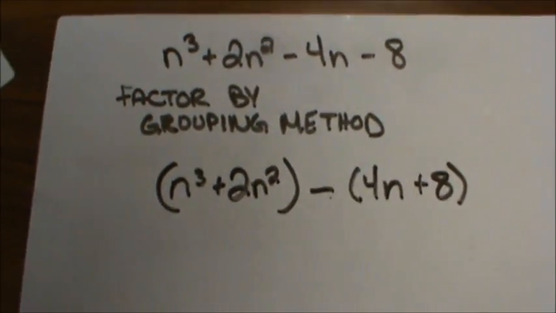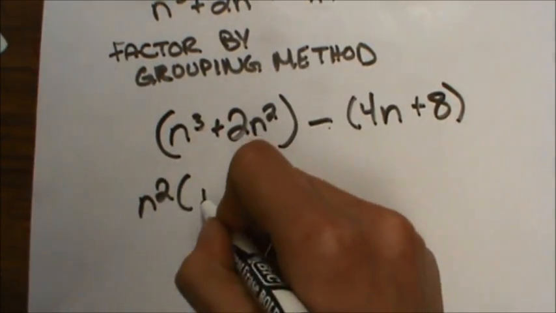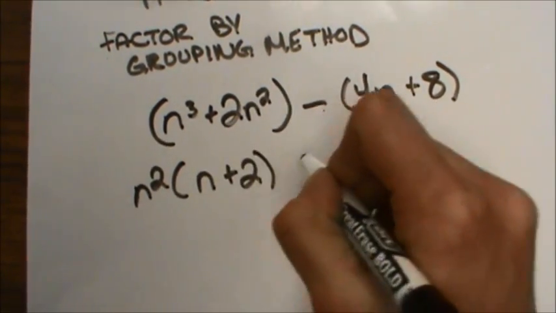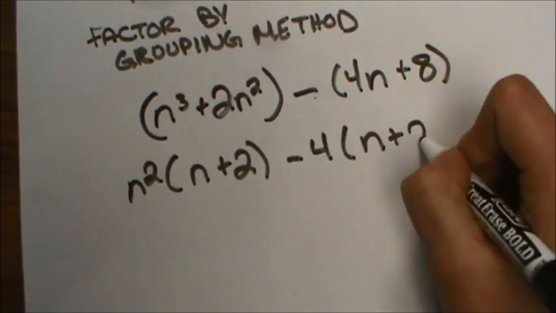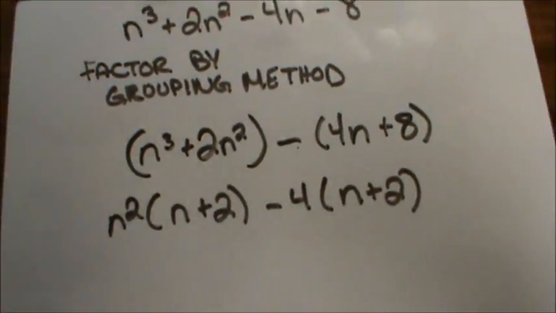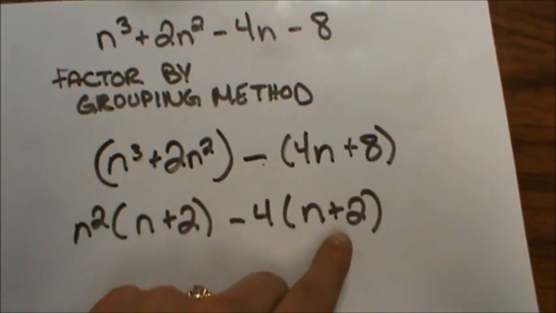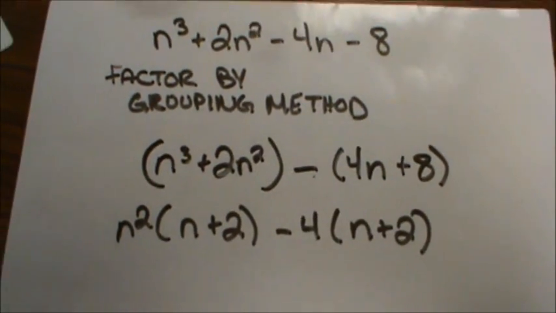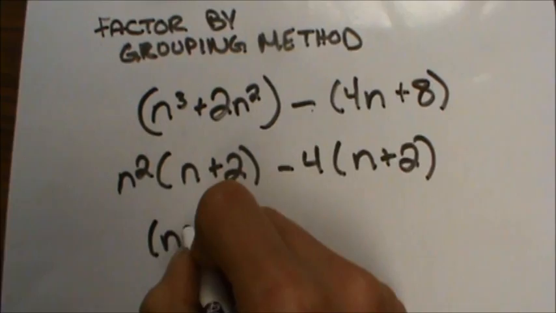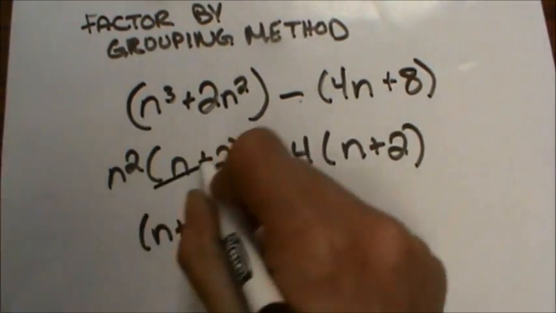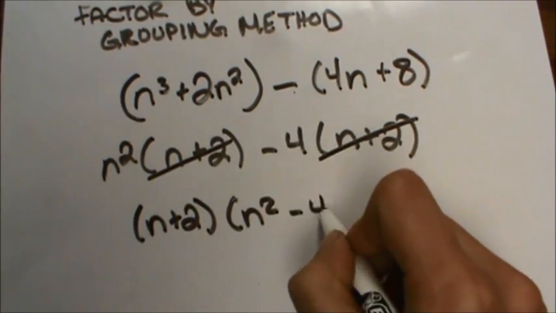Now I'm going to continue on with my factor by grouping. These two both have an n squared in common, and I'm left with n plus 2, minus, both of these have a 4 in common, and I'm left with n plus 2. If I didn't factor out this negative, which changed this 8, I wouldn't have the same two factors here. Put the common factor out in front, the n plus 2, and I'm left with n squared minus 4.